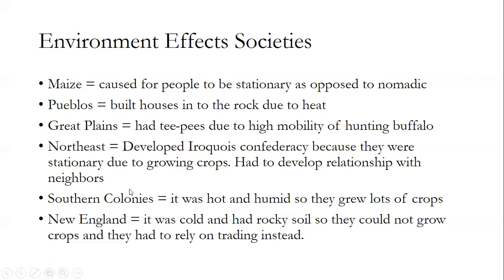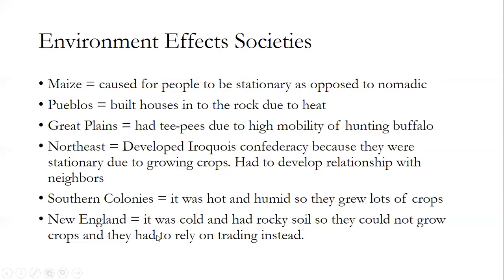And then the southern colonies, or the Chesapeake, it was hot and humid. So because of that, they could grow their tobacco. Right? You need to understand that it's hot and humid there. So it's not like they didn't, well, I'll explain that more in a second.